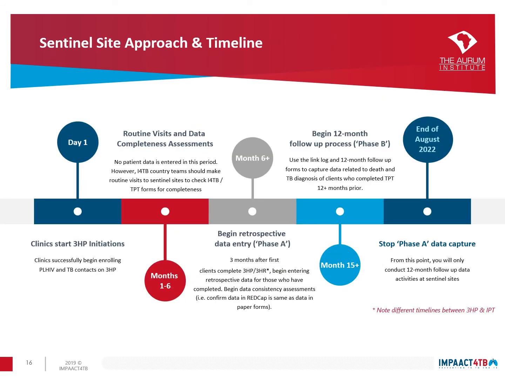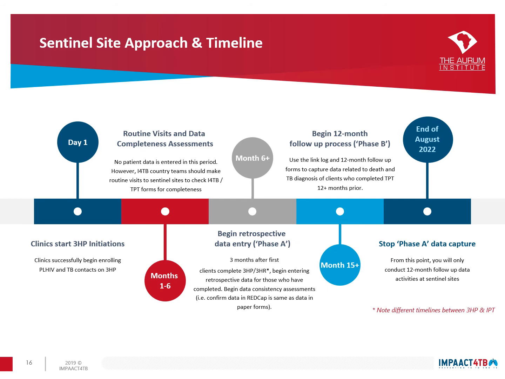So just to summarize again the data collection time points and timelines. So day one, we assume the clinic will start 3HP initiations. Some clinics have already started. So this will be enrolling both people living with HIV and TB contacts on 3HP. And because it takes 3 months to complete 3HP treatment, we then have mentioned earlier that we will only start data collection 3 months after people complete treatment.